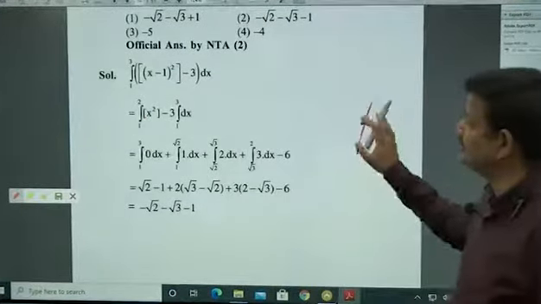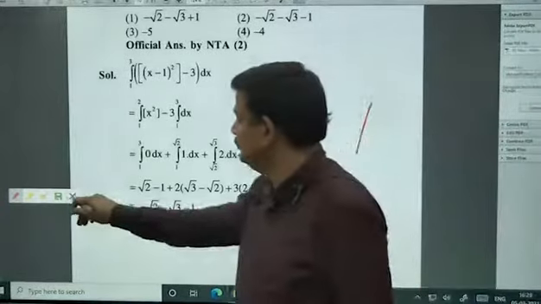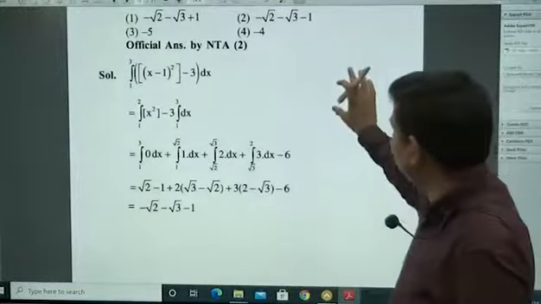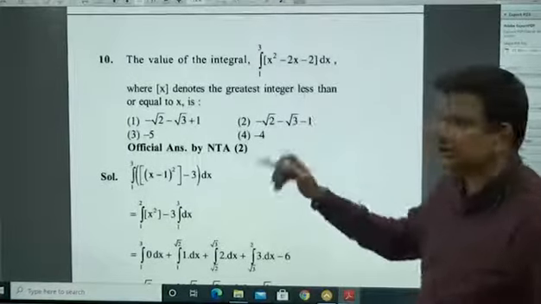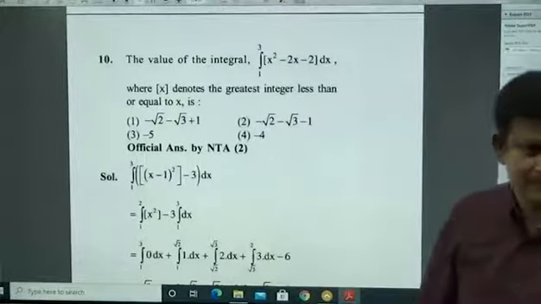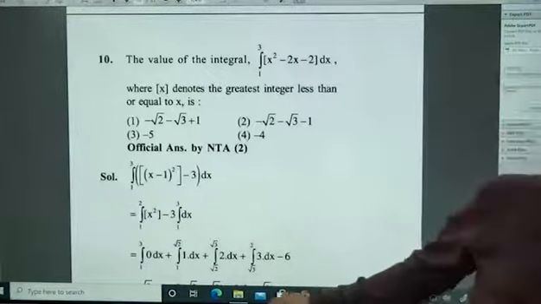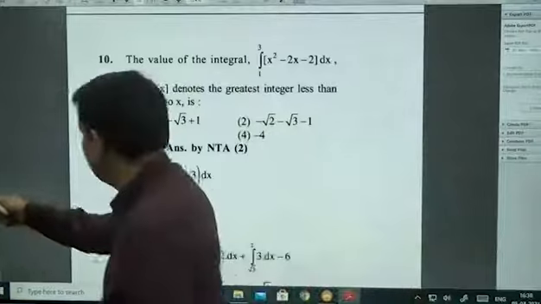Just put x minus 1 is equal to t. But straight away, even without all this, you can directly do it. x square minus 2x minus 2 is a familiar graph. How will it be? It will be an upward parabola.